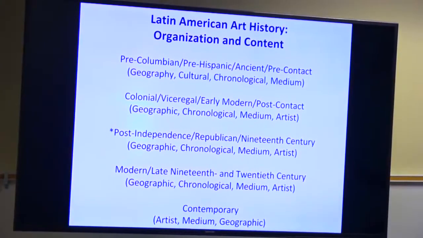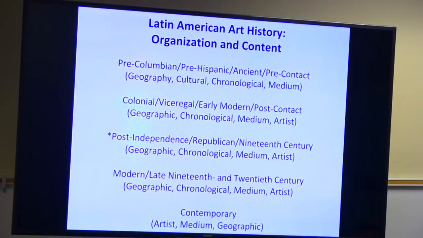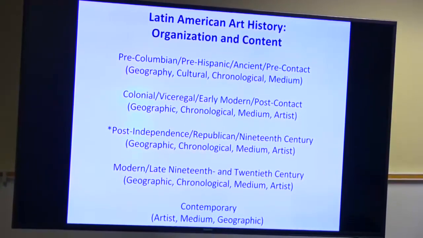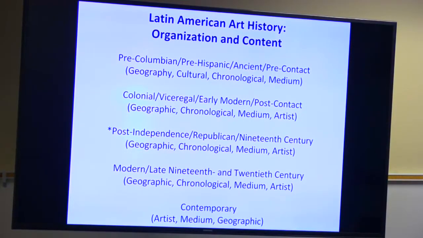We start with what's known by various labels: pre-Columbian, which has been problematized because of its focus on Columbus. So then we have pre-Hispanic, ancient, or pre-contact. In the literature, if you do research or read about this material, you will come across any one of these terms. They all refer to the same long period of indigenous art production in the Americas before European contact, starting in the late 15th century with the arrival of Columbus and then the Spanish in the Caribbean. So: pre-Columbian, pre-Hispanic, ancient, pre-contact.